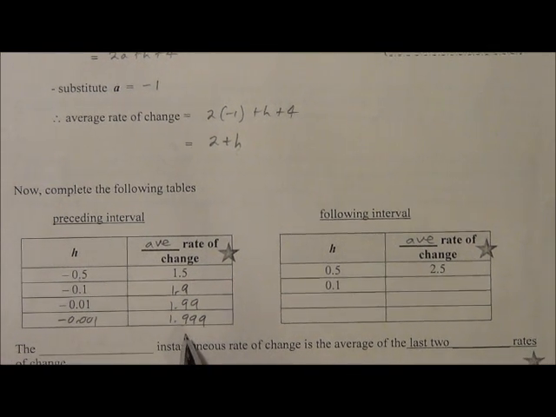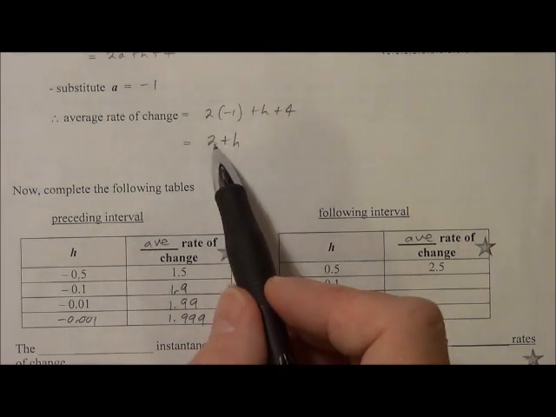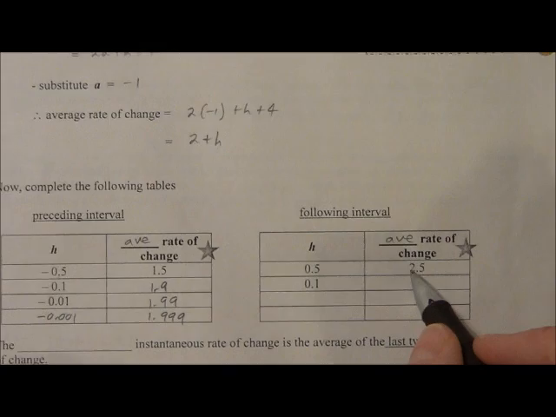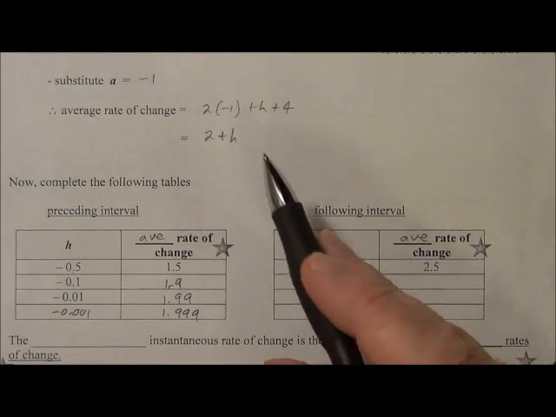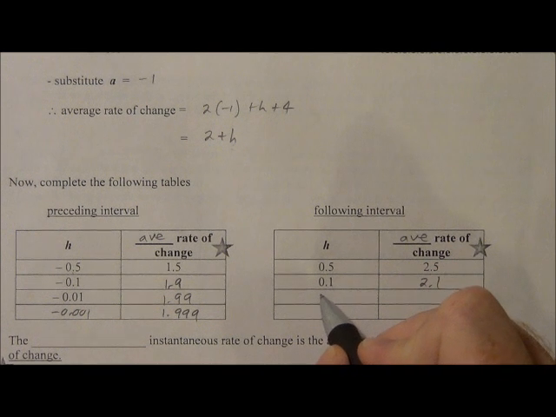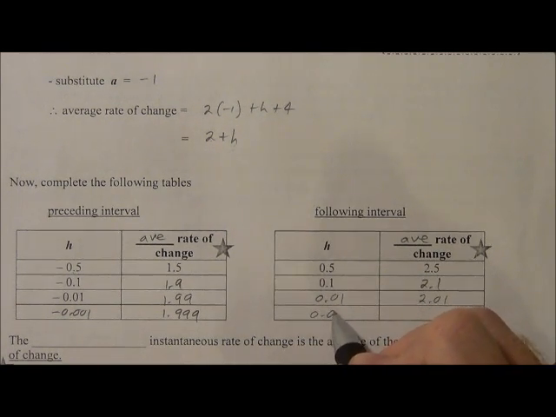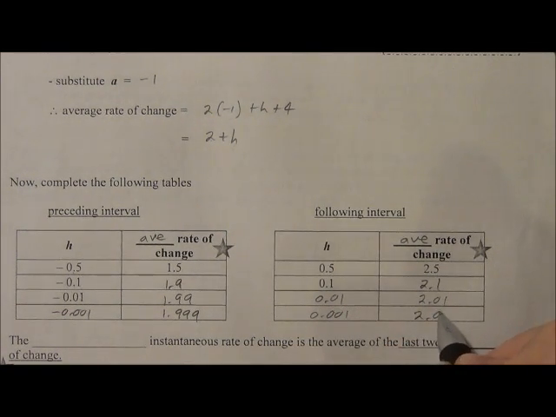3 decimal places. And then for the following interval, we're going to take 0.5, add it to 2, and get 2.5. Then we're going to take 0.1, add it to 2, and of course get 2.1. Then we're going to put in 0.01, 2.01, and 0.001, and get 2.001.